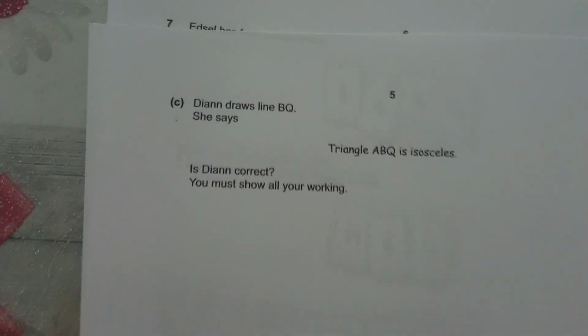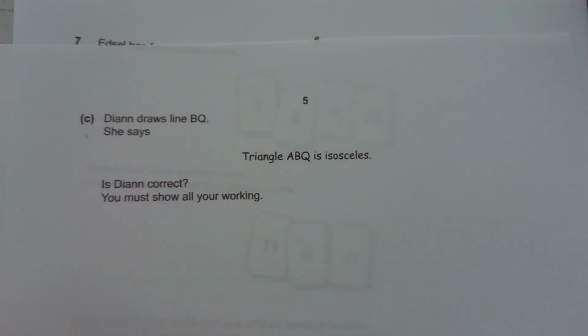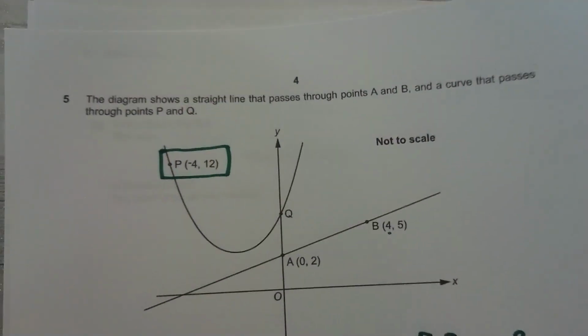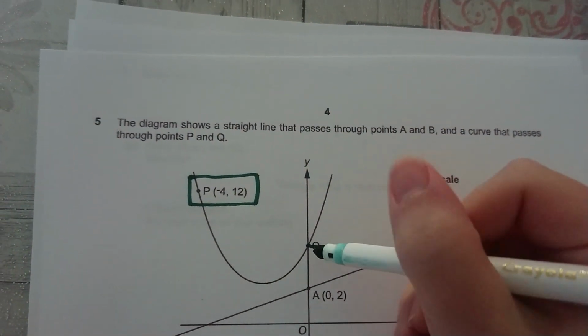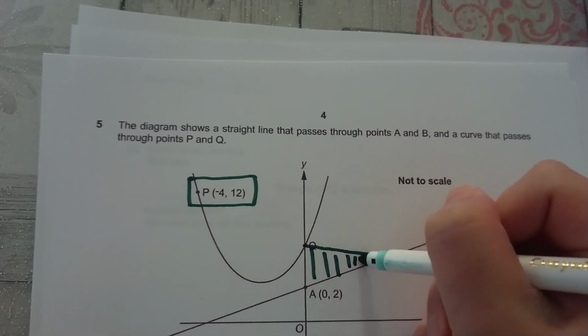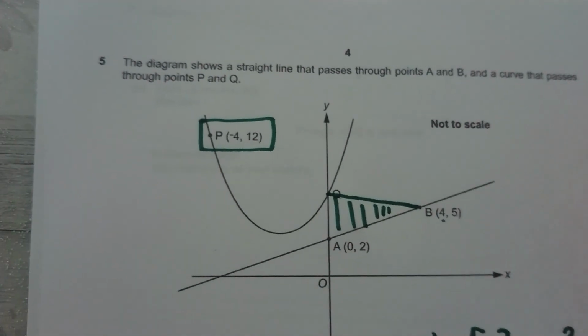Right, part C. I didn't realise there was a part C. So Diane draws line BQ. She says the triangle is isosceles. Is she correct? So we're going to have to go back to here. So the line BQ is this line here. So this is the triangle here that we are looking at. And we've got to decide, is that going to be isosceles?